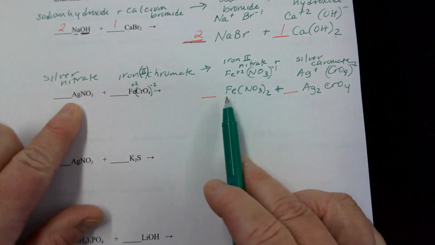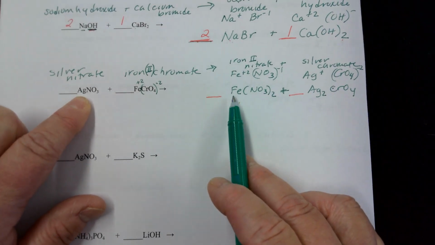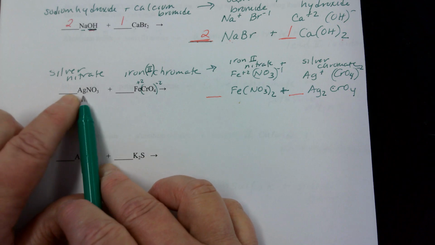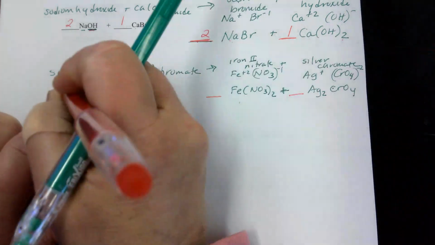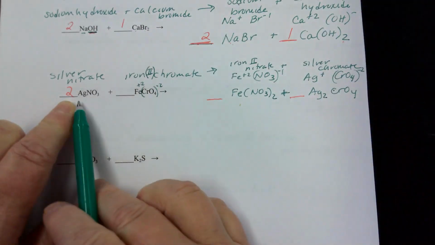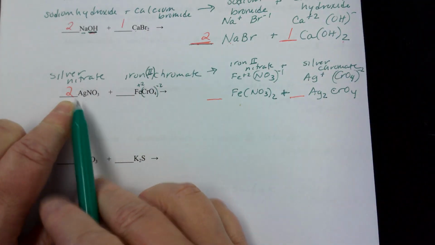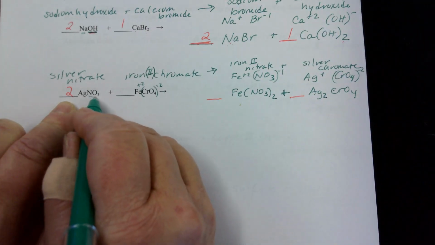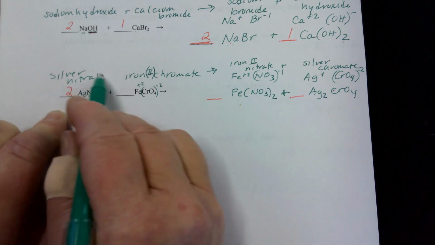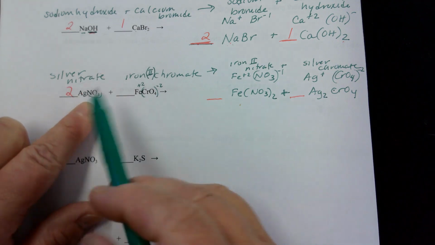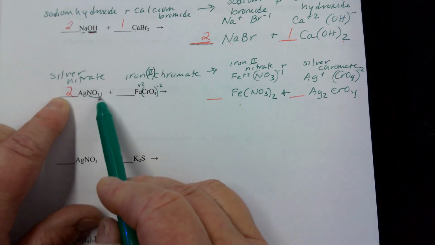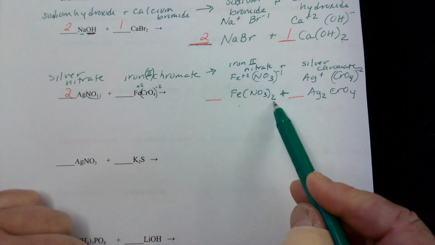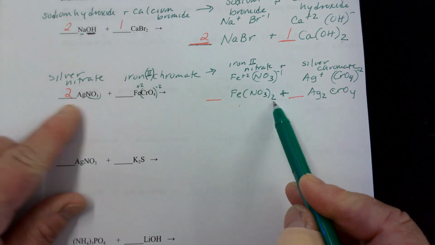So now let's take a look at this balancing. On the left, I have one silver, but on the right, I have two silvers. So I'm going to fix that by putting a 2 in front of the AgNO3. Now, I'm going to consider this nitrate and balance that as a single item. So that gives me 2 of these nitrates. But if you look on the right side, we have 2 of those nitrates. So nitrates are balanced.